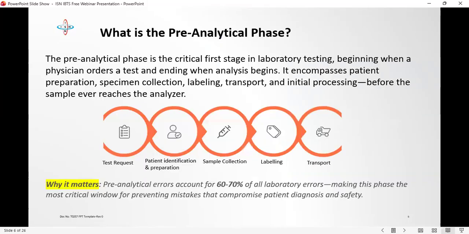This means that if your focus is only on running controls and calibration, you are only addressing a small part of the problem. If your focus in your laboratory is just about running calibration, just about running control, that means for your facility, you're just addressing a small part of the problem.